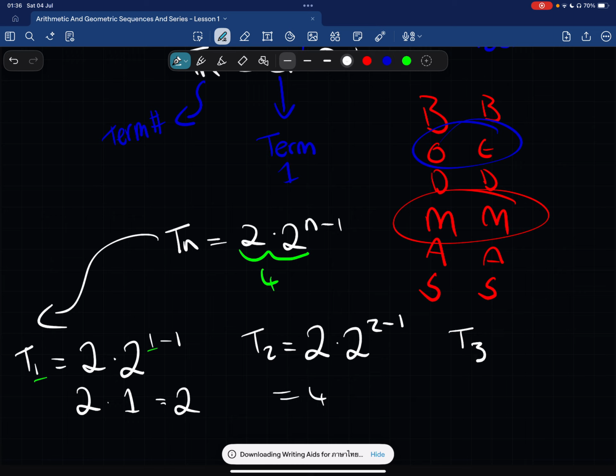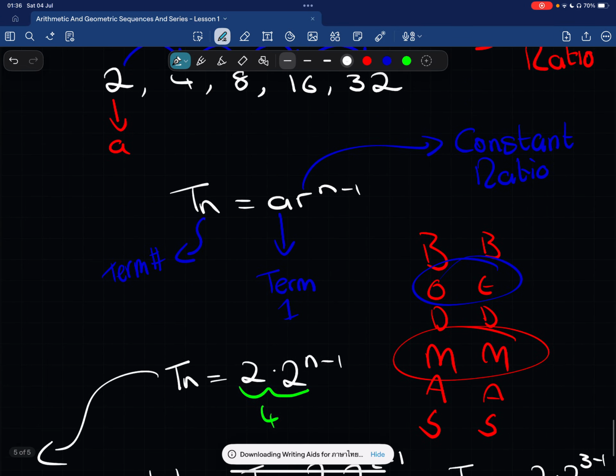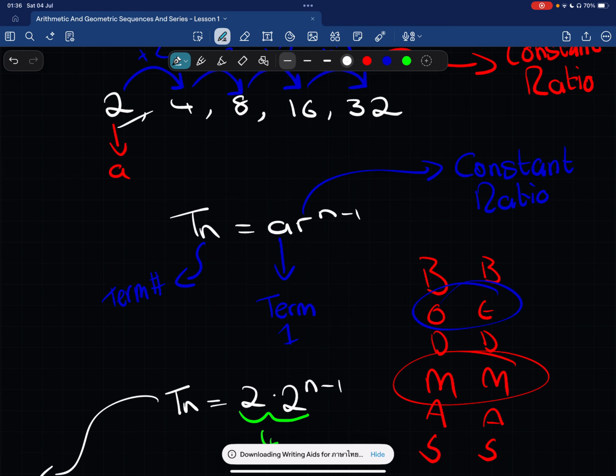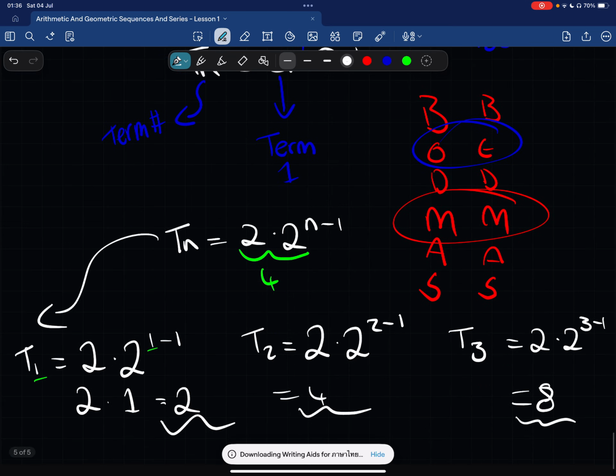is 4. T3 is equal to 2 times 2 to the power of 3 minus 1. We know that will be 2 times 2 squared. 2 squared is 4. 4 times 2, or 2 times 4, is equal to 8. And just from the first few values over here, we can see that it matches up to what we have over here: 2, 4, 8. So that is how you do a geometric sequence. Thank you.